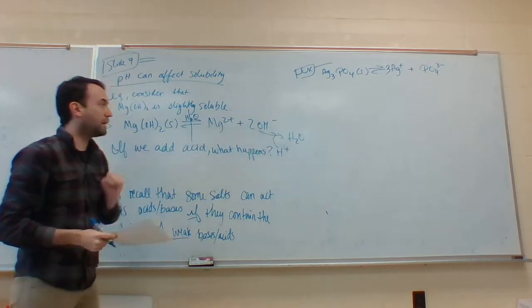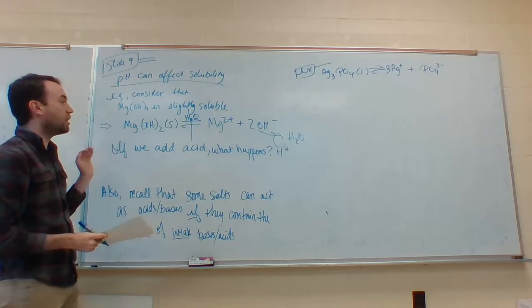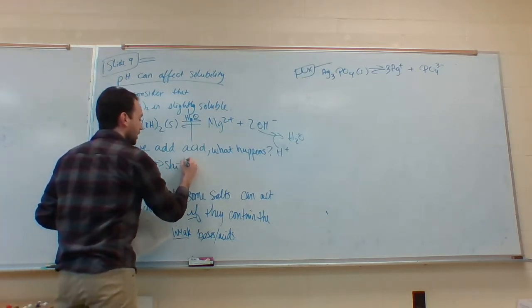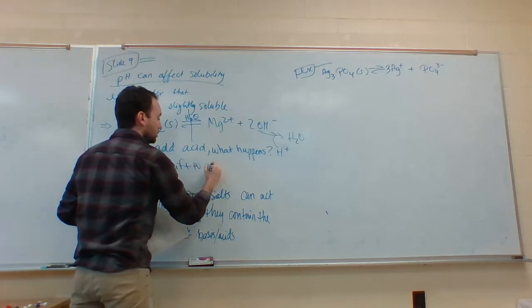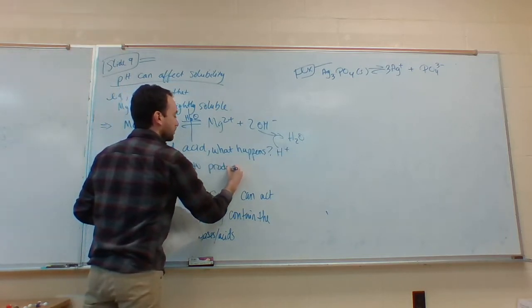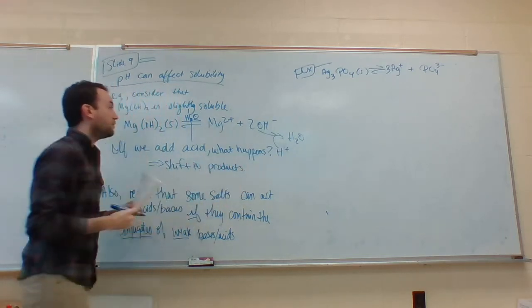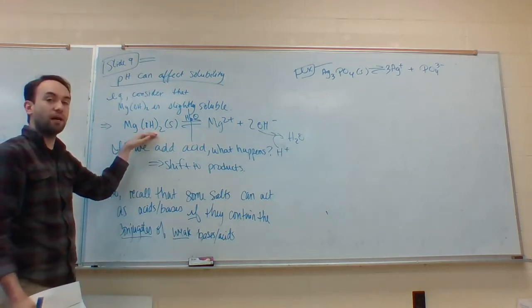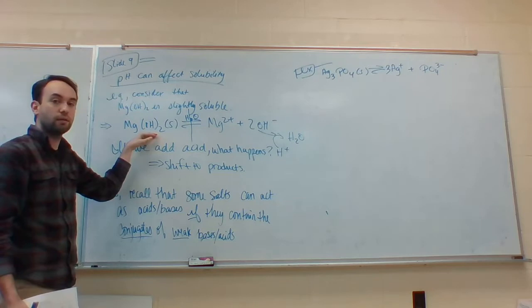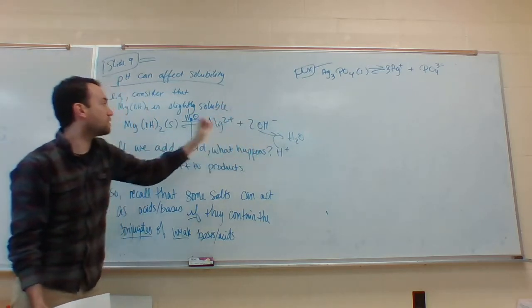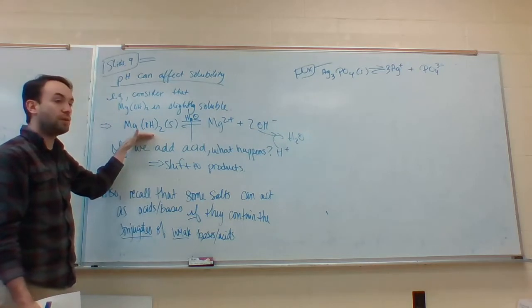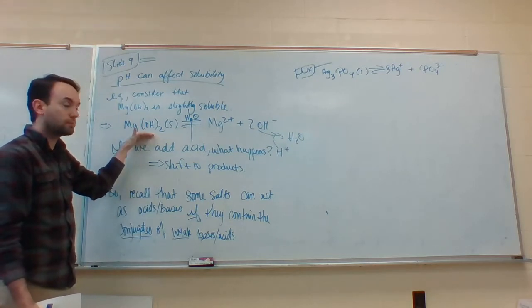We're losing some players on that side, which means that our equilibrium reaction will shift to the products. If it shifts to the products, then more of the magnesium hydroxide will dissociate, because we've pulled some of this away, which means it will now shift to the right, which means that this will now be more soluble.